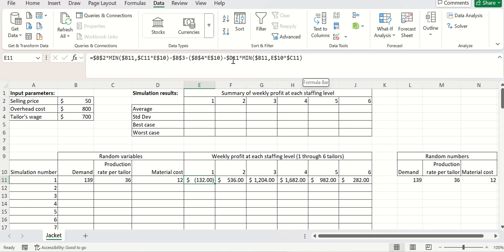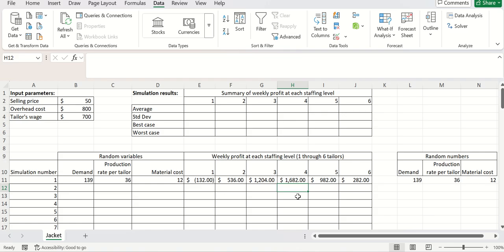Now, your textbook has this part of the equation incorrect because it's going to be the cost of the material times the minimum of either the demand that we had each week or the number of jackets that was created. Again, that's an issue with the textbook. This is the correct equation. All right, once we get that in there, we can left click and drag all the way across, and we can see from a deterministic model that we should go with 4 tailors because that gives us the maximum profit for the week.